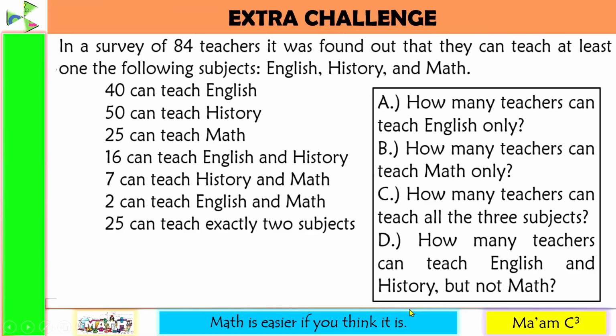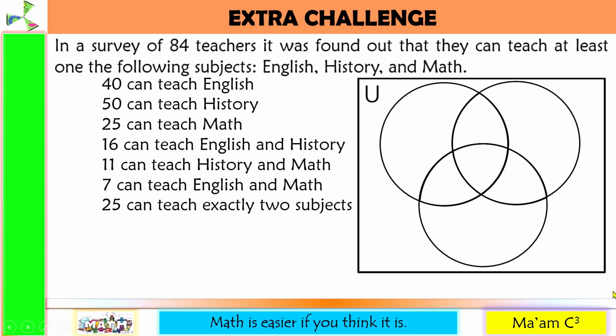Extra challenge: in a survey of 84 teachers, it was found out that they can teach at least one of the following subjects: English, history, and math. So here are the data and here are the questions. Let us create first the Venn diagram. So we have three circles here because we have three sets: English, history, and math.